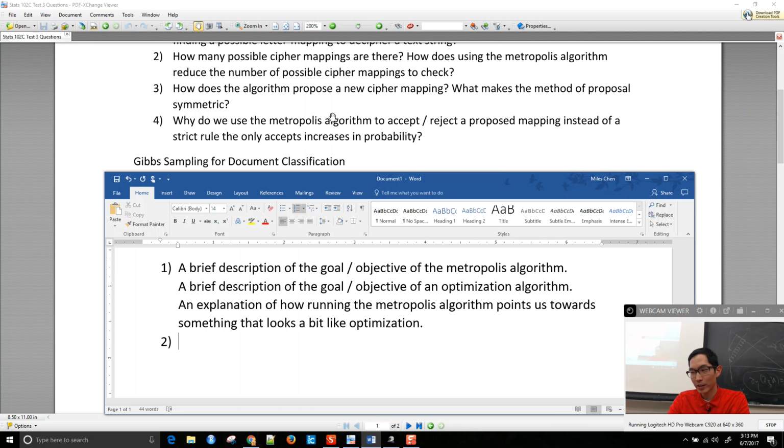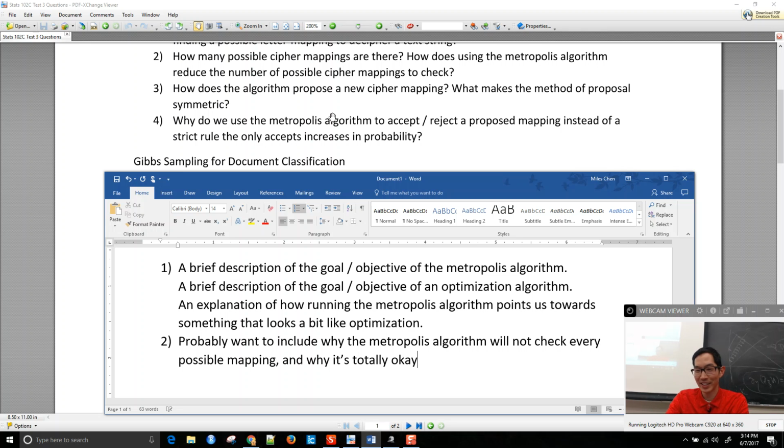basically, you probably want to include why the Metropolis algorithm will not check every possible mapping, and why it's totally okay not to check all those mappings. I'm trying to phrase my tips without giving away the answer. We're not going to check everything, and it's okay for good reason. So answer those questions, and then in your answer you'll want to include this part of it.